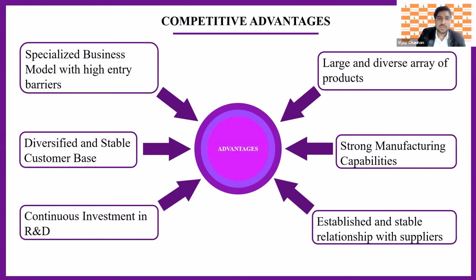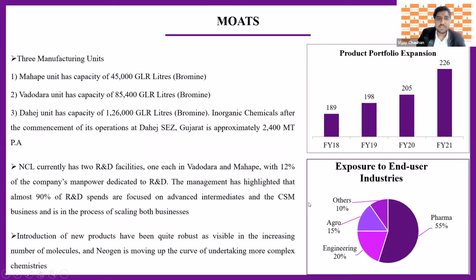Now moving on to the next slide, please Prabhu, move to the next slide. Now we will talk about the moats that we discussed in the earlier slide. If you look at the manufacturing capacities, there are three: one is Mahape, second is Vadodara, and third is Dahej. The first two are completely operational.